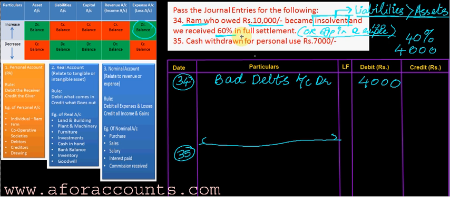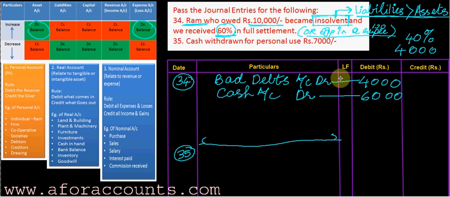Now, but I am receiving something. I am receiving 60%. So cash is coming in. Cash being an asset, when it increases, has to be debited. So debit the balance. Cash account debit by 6,000 because my debtor Ram is paying me 6,000. He could not pay in full due to insolvency, but I am still receiving cash of 6,000. 4,000 is what I will not receive, so I have to write it as bad debts. Bad debts account debit 4,000.